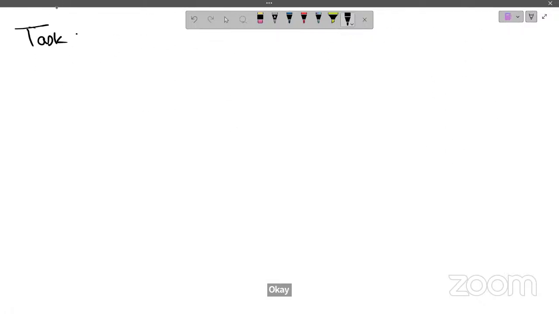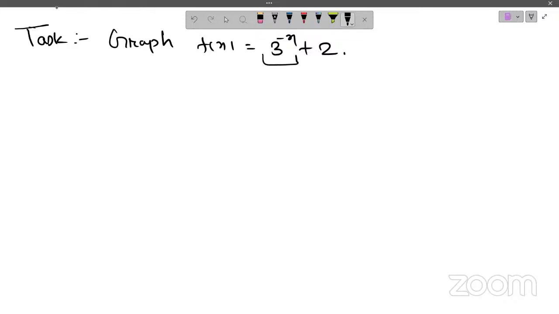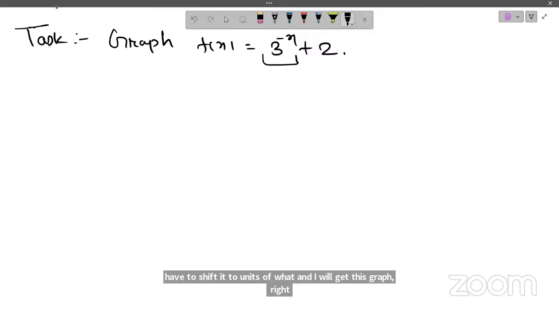So our task is to graph f(x) equals 3 to the power minus x plus 2. From the above discussion, it is clear that if I find the graph of 3 to the power minus x, then I just have to shift it 2 units upward and I will get this graph, right?